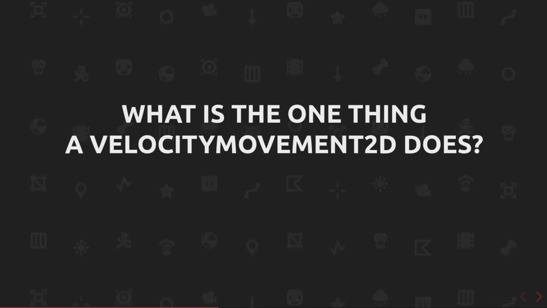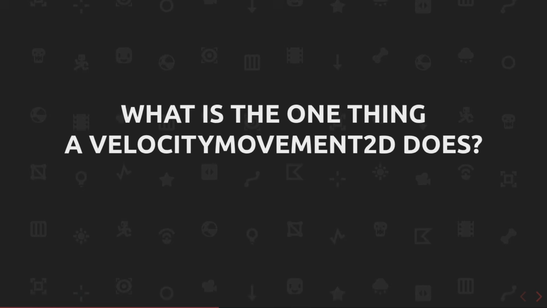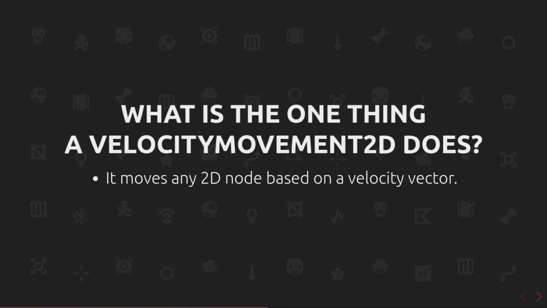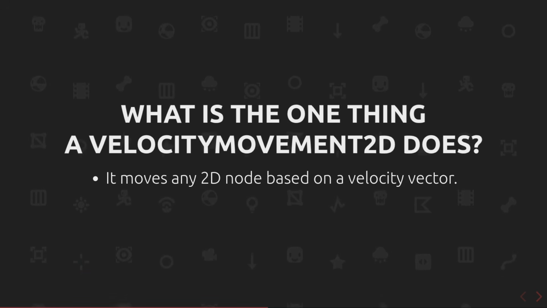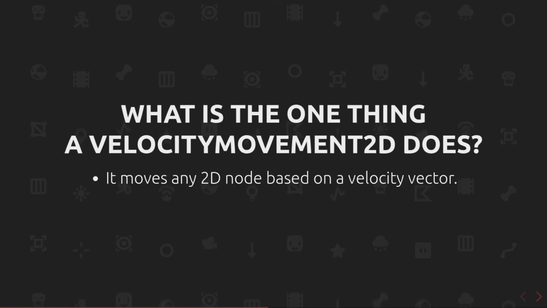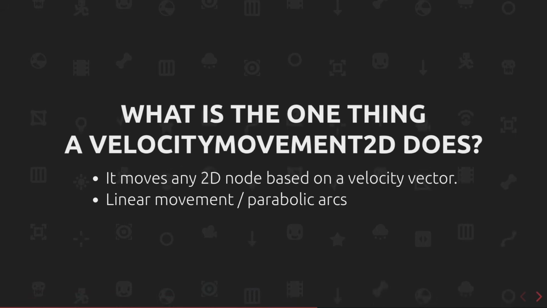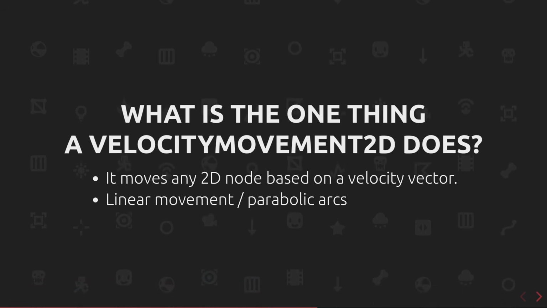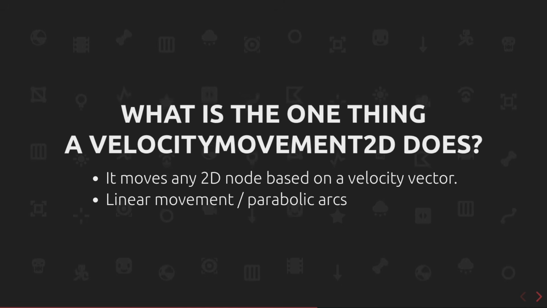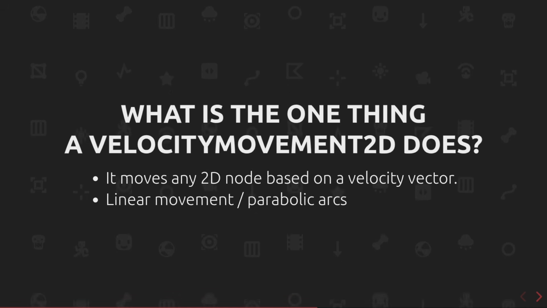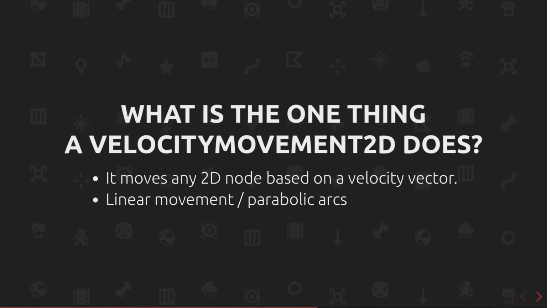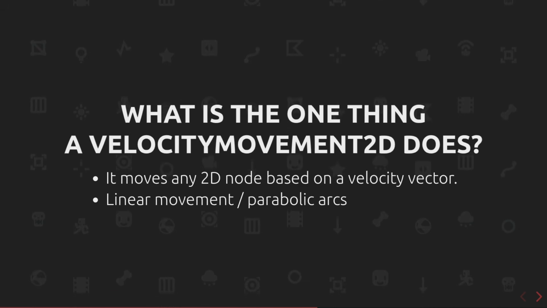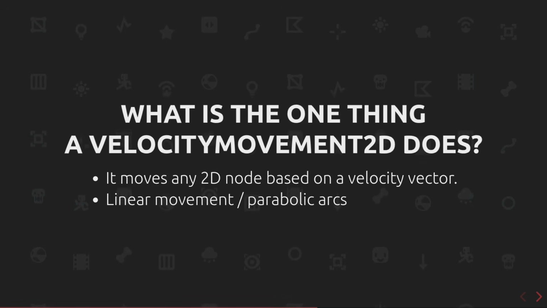Now, what is that one thing that the Velocity Movement 2D component does? It moves any 2D node based on a velocity vector. This can be used for both linear style of movement, like for example for bullets or lasers, but also for parabolic arcs, like grenades and arrows with applied y-axis gravity. So again, the main use case for this component is to move something towards a constant direction with a velocity.